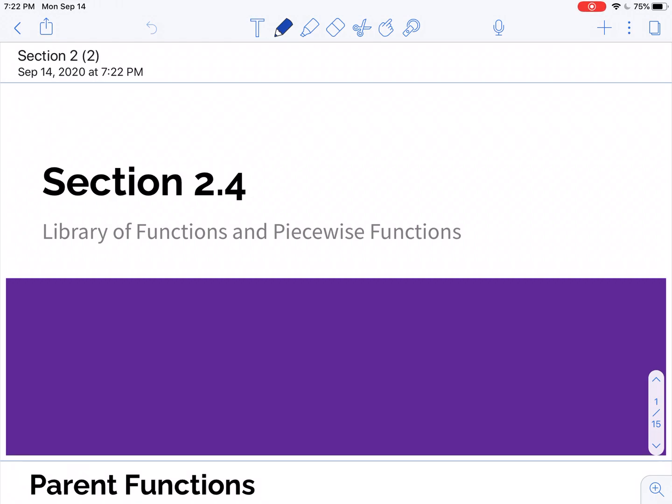Okay, so these are the section 2.4 notes, and this is the library of functions and piecewise functions. So there's two main parts to these notes. Number one, you're going to get the parent functions for just a ton of graphs. Theoretically speaking, you've learned how to graph all of these before, maybe not in a ton of detail, but you've learned the basics of them.